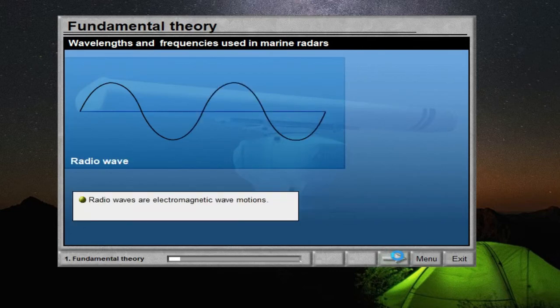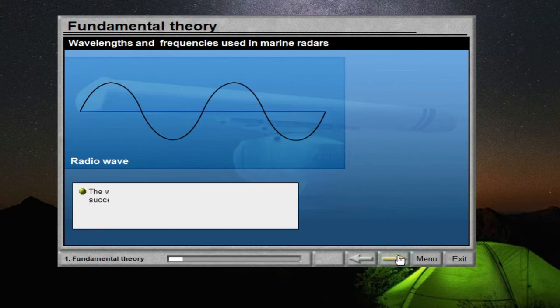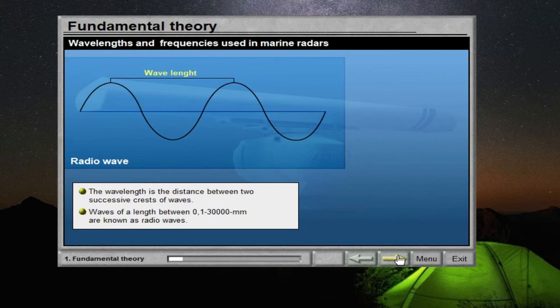Radio waves are electromagnetic wave motions of the same kind as those of light, and consist, like all other wave motions, of a train of crests and troughs. The wavelength is the distance between two successive crests of waves. By international agreement, electromagnetic waves of a length between 0.1 and 30,000 millimeters are known as radio waves.